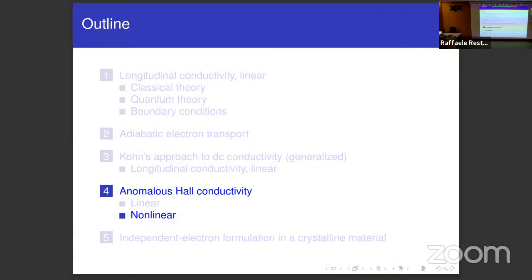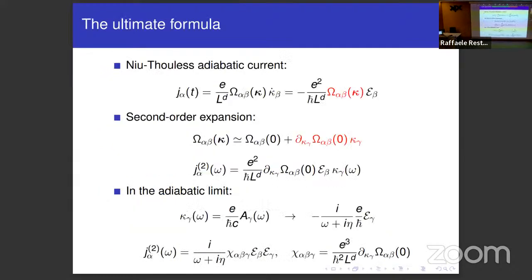And now we know how to go to the nonlinear. It's rather easy. We apply the same recipe. You have the Thouless adiabatic current, but now we go one order higher in K. That means we expand the omega. Instead of taking omega at K equals zero, we add one term, which is the derivative of omega with respect to K times K. And the second order Hall current is written in this way.